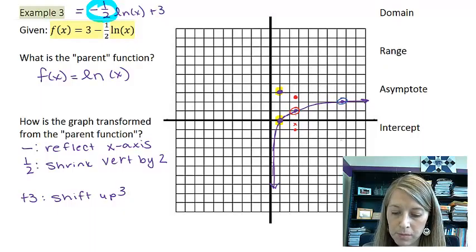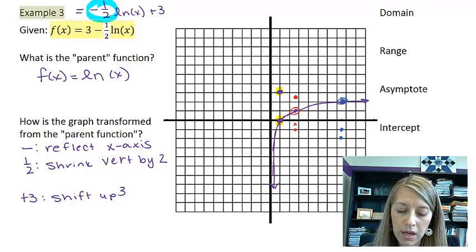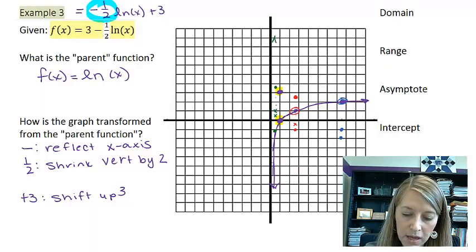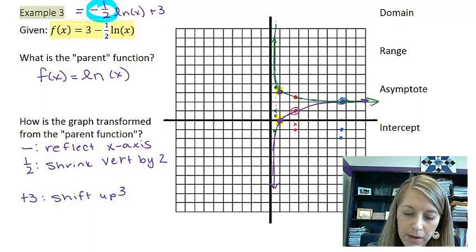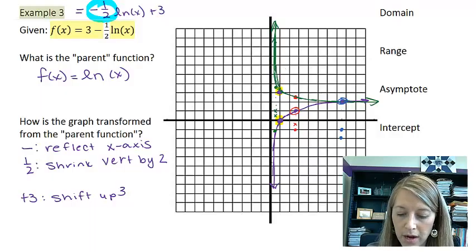If I take my next point, reflect it, it puts me here. Shrink it, puts me here. Shifting up 3, 1, 2, puts me at the exact same point, which is really interesting. If I take another coordinate over here and reflect it, it goes up here, shrink it, it goes up here, and then shift it up 3, 1, 2, 3, puts me right there. And so I believe this gives me enough to show what this log function looks like. The new one is my green graph, the old one is my blue graph.